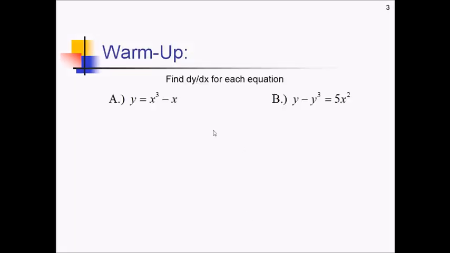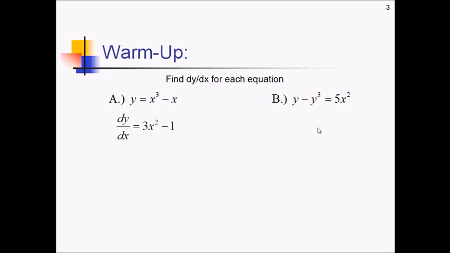For your warm-up on this one, pause the video and take a sec to try to find dy dx, the derivative, for each of these equations. Alright, let's see what you came up with for part A. So for this one, we have dy dx equals the derivative of the right side here, 3x squared minus 1. So no problem, right? This is something we're used to doing. Now let's do part B.